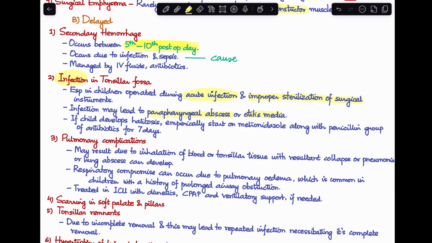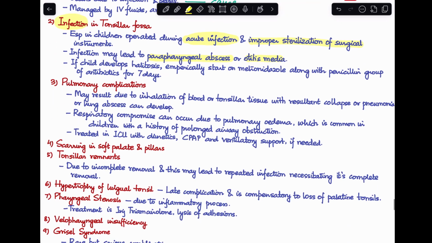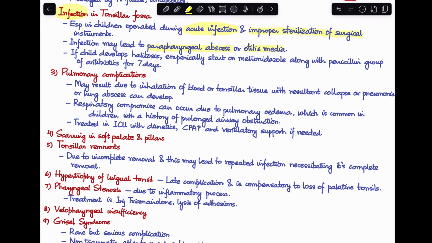And if the child develops halitosis, you should definitely start the child empirically on metronidazole along with penicillin group of antibiotics for a period of 7 to 10 days. Next are pulmonary complications. Now, how can pulmonary complications develop? This may result due to inhalation of blood or tonsillar tissue, and that can lead to resultant collapse or pneumonia or lung abscess to develop.